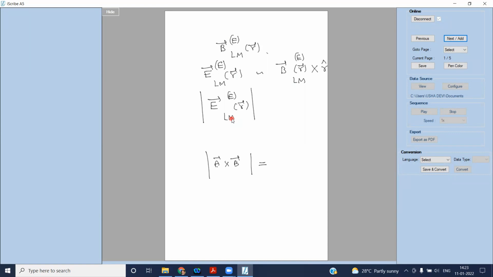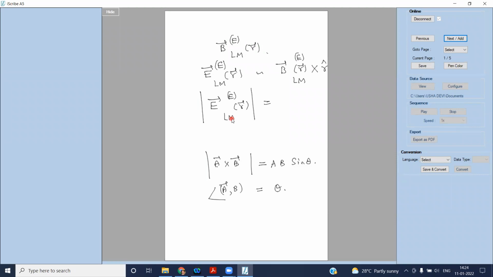Suppose I tell you A and B make an angle. The angle between A and B is theta. Now, will you tell me what is A cross B? Magnitude of A into magnitude of B and sine theta. Cos theta is dot product. Sine theta is cross product. Right? Is that agreed? Agreed or no? Yes, ma'am.